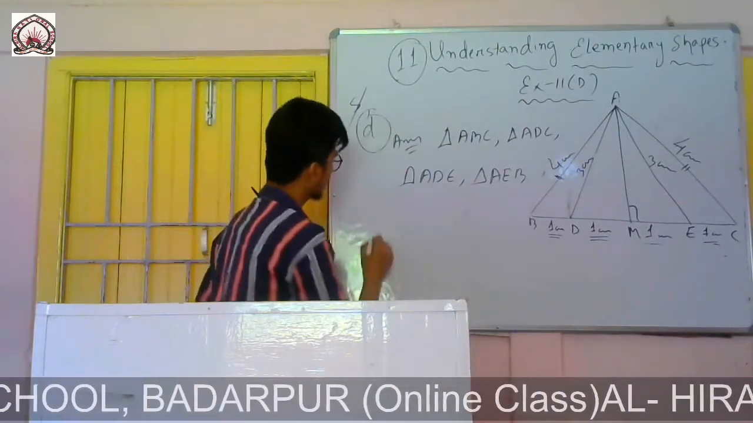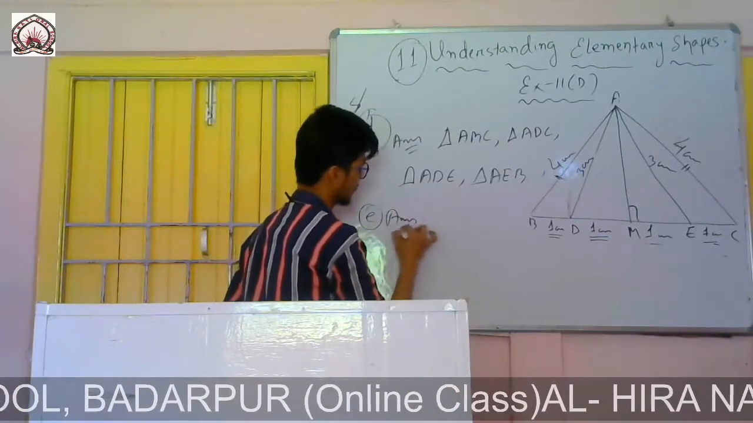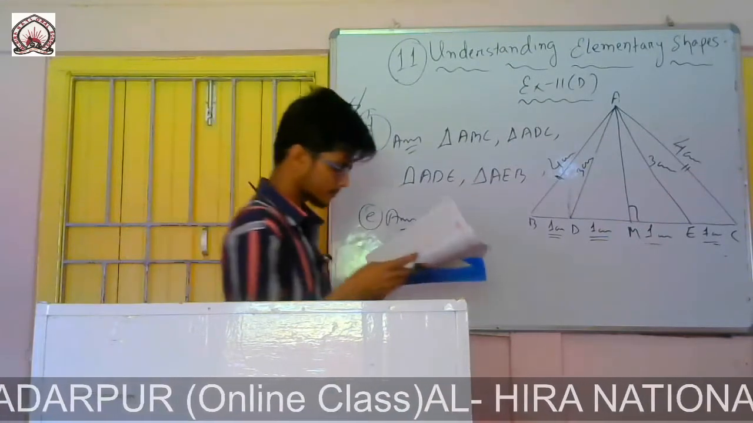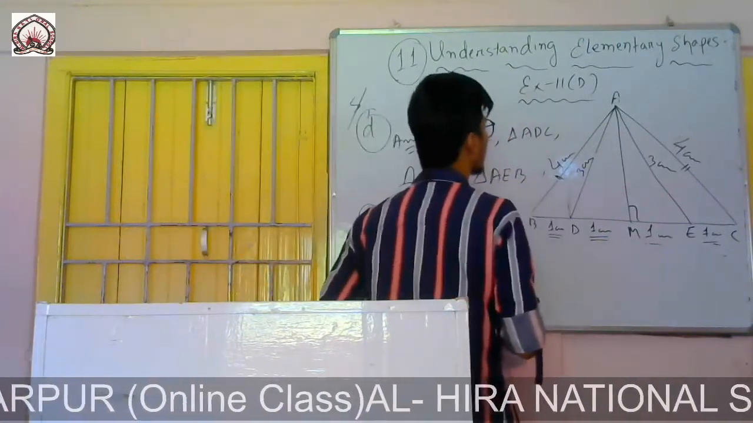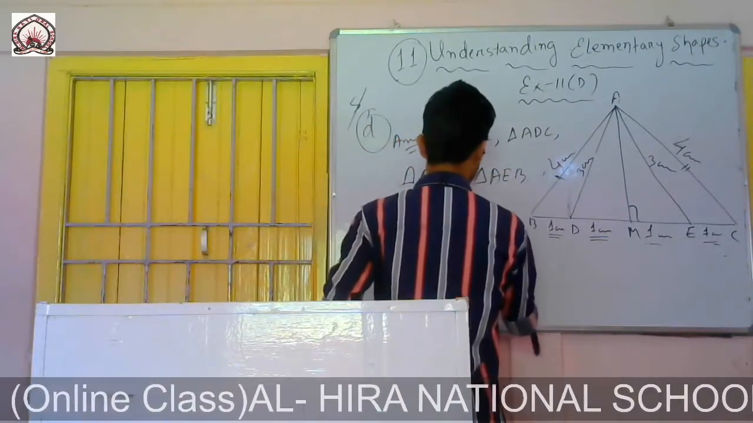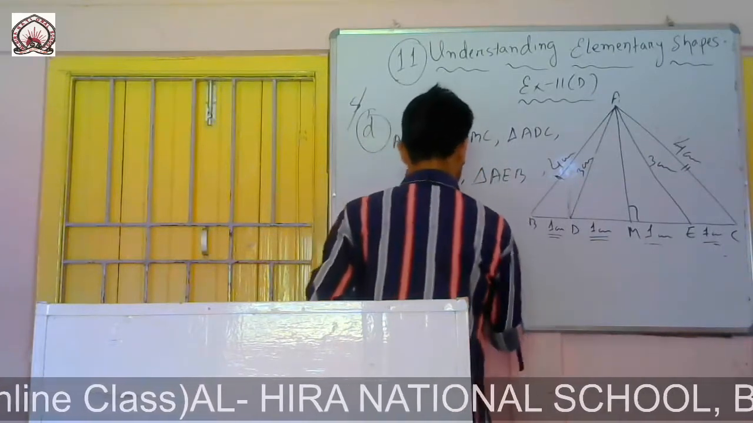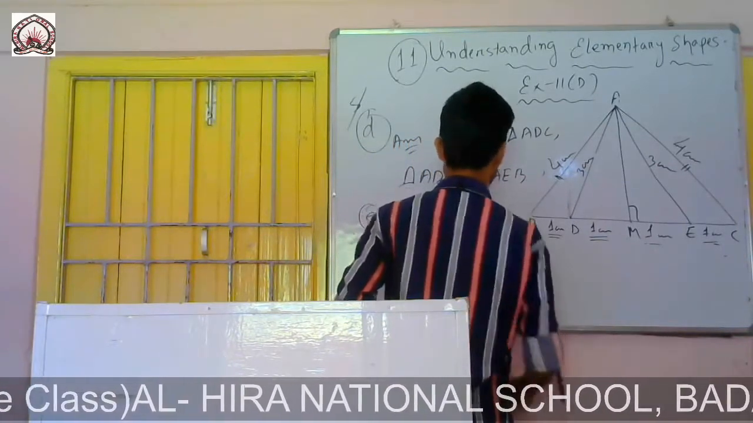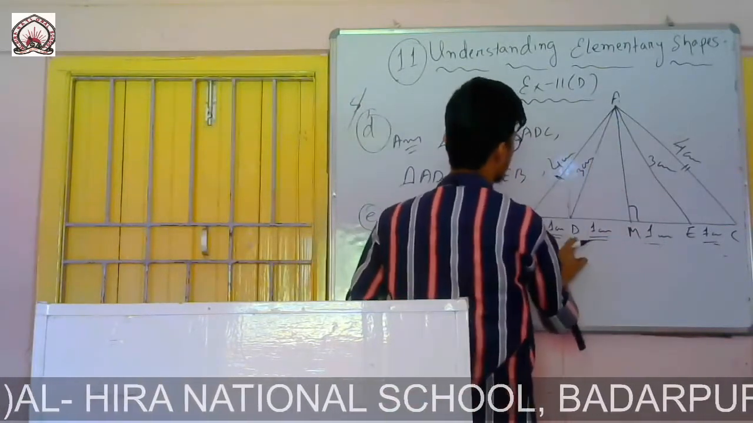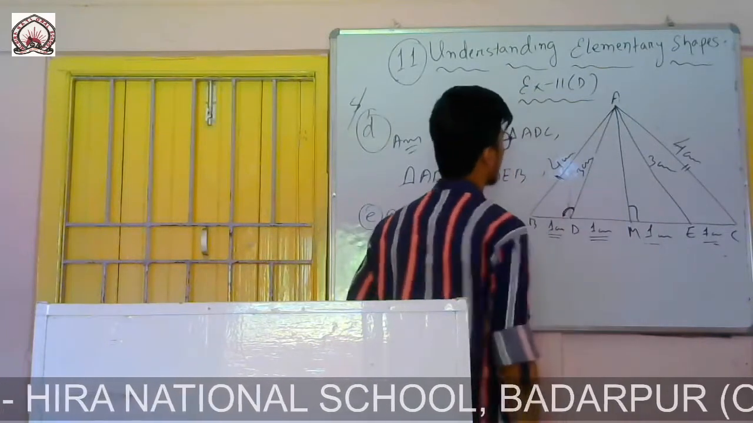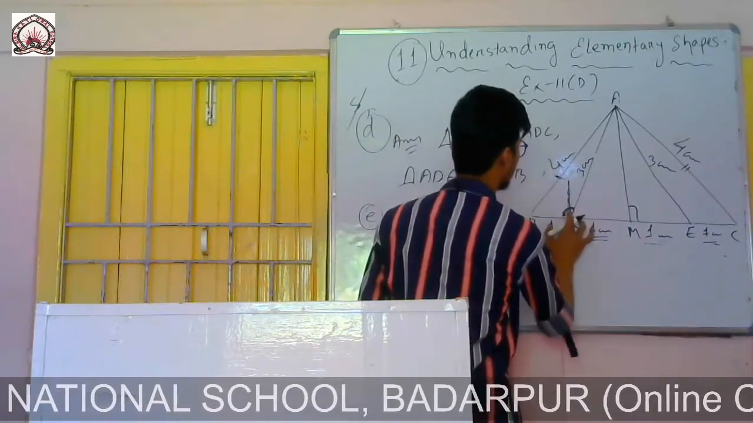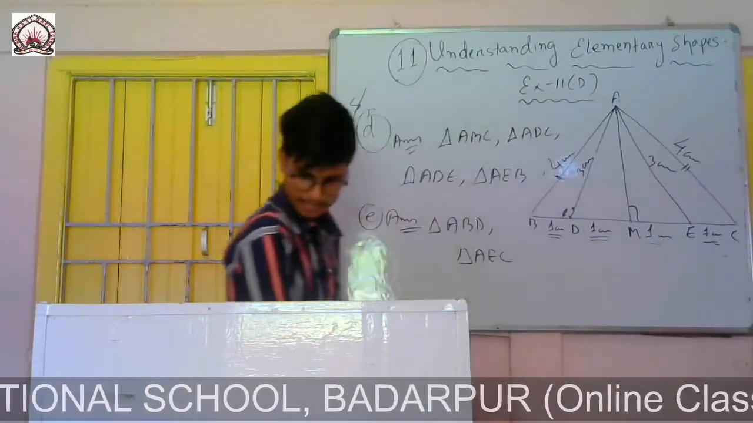Now question number E, you have to name the obtuse triangles. There will be only two triangles. One will be triangle ABD, another one will be triangle AEC. Triangle ABD, if this angle were 90 degrees, then a straight line would have been there. But it is more than 90 degrees, that means it is an obtuse angle triangle.